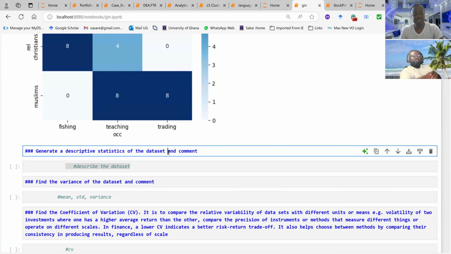Generate a descriptive statistics of the data set. That's the most important thing that we are doing for today. So we're going to generate a complete descriptive statistics of the data. And I know you all know how to do that. So who can tell me how do you generate descriptive statistics? It's very simple. The name of the data is df. So it becomes df what? Dot.